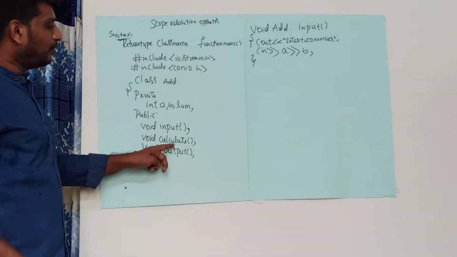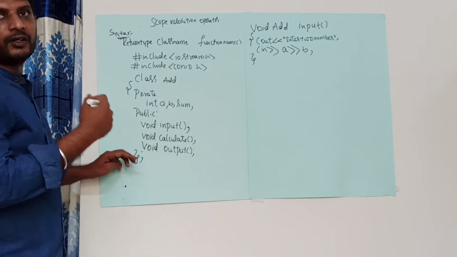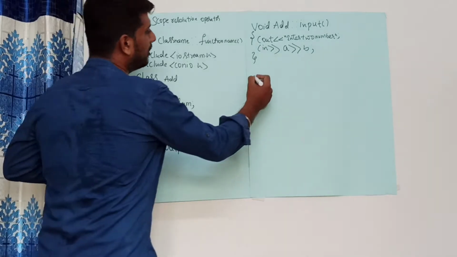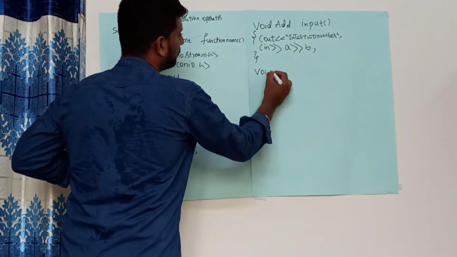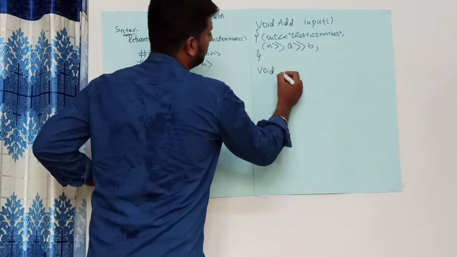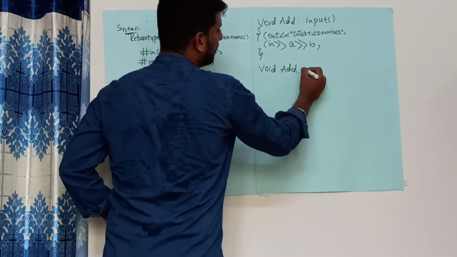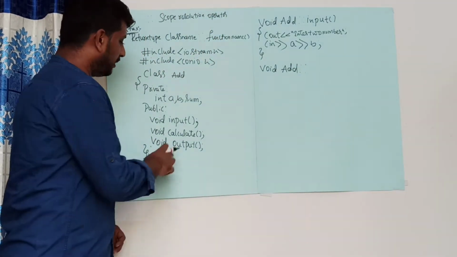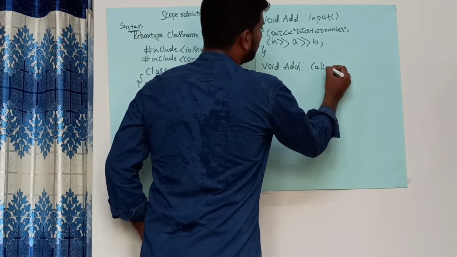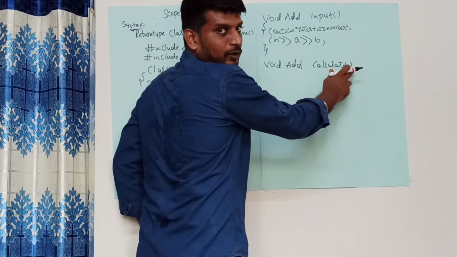Next, I have to define the next function, called calculate. Again follow the same procedure. The return type of this particular function is void. Next, the class name. Class name is add. And then I need to make use of the scope resolution operator. Then the function name. Function name is calculate. You have to remember, you should not make use of the semicolon over here.